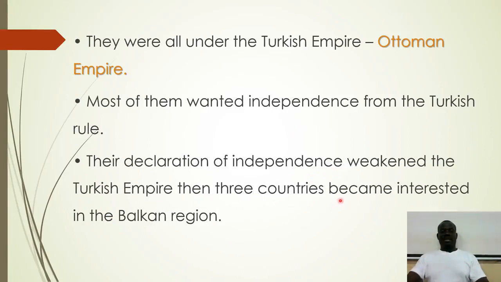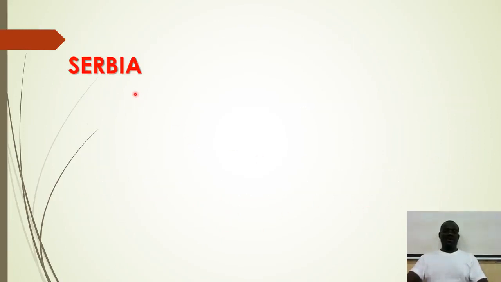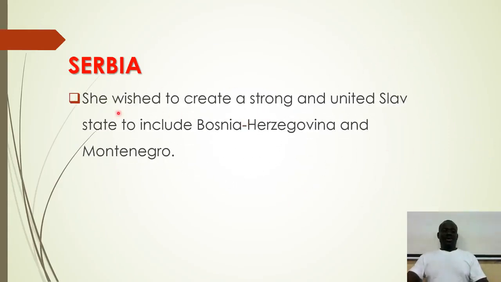Then three countries became interested in the Balkan region. So when those countries started to declare independence from the Turkish rule, it weakened that Turkish Empire. And thereafter, three countries became interested in the affairs of the Balkan region. What were these countries? Number one was Serbia. So she wished to create a strong and united Slav state to include Bosnia, Herzegovina, and Montenegro.